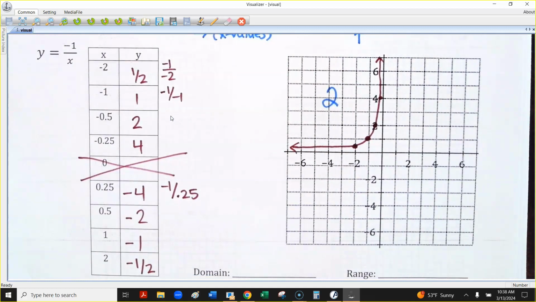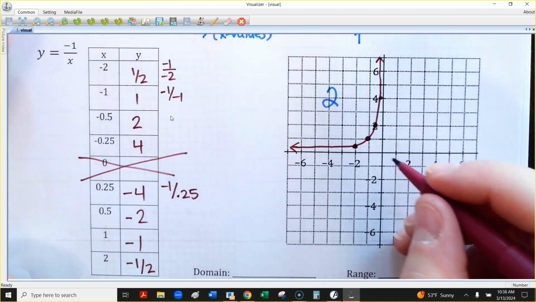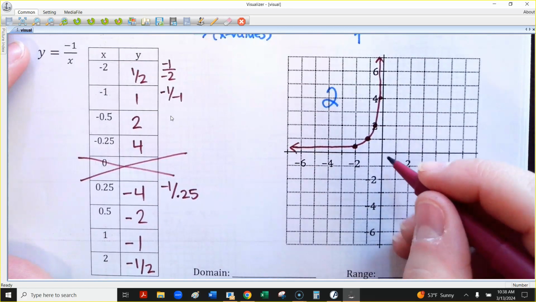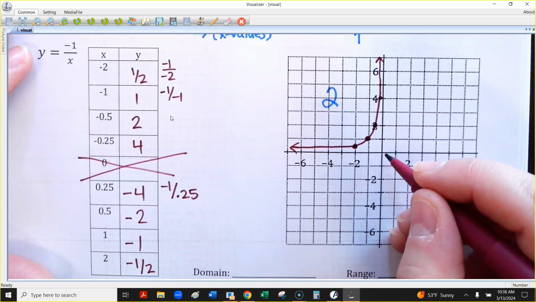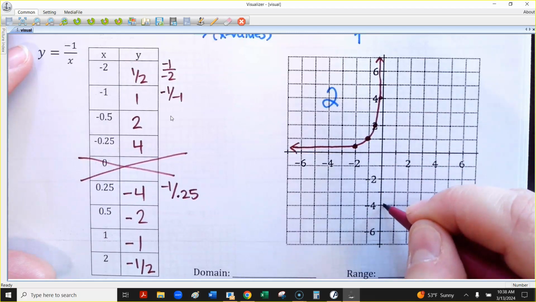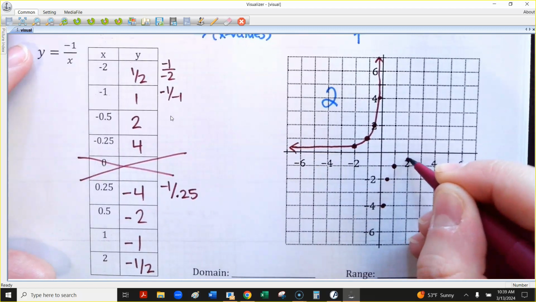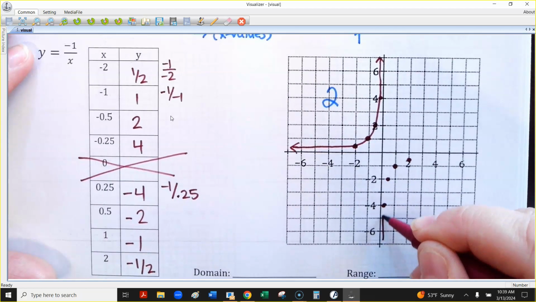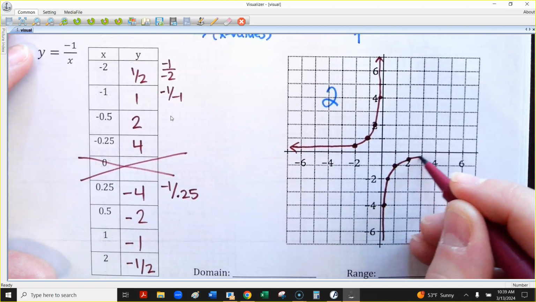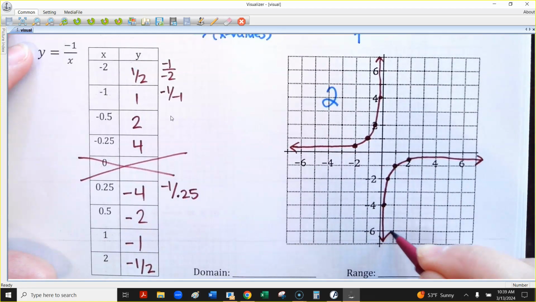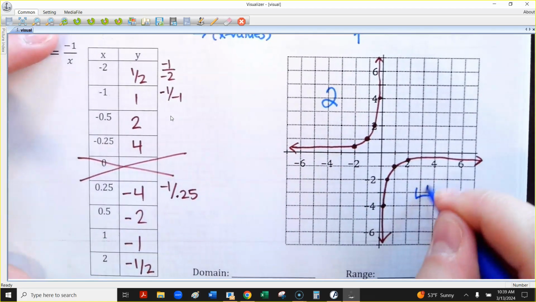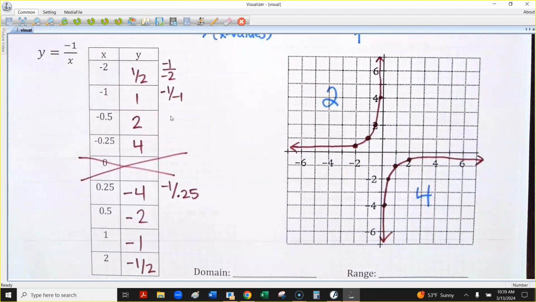And if you graph this guy, this is just going to flip your other branch over. So I have, let's see, what am I doing? This is at -4, -2. I'm just graphing these points in the table the best I can. So then this branch is going to flip down from quadrant 1, and it's going to be in quadrant 4. That's literally the only difference.